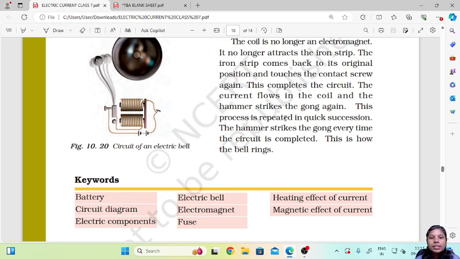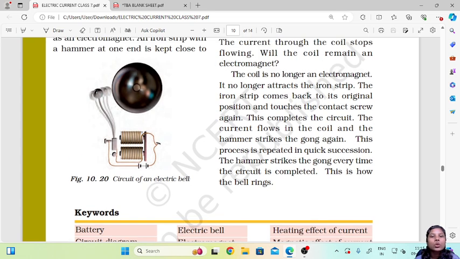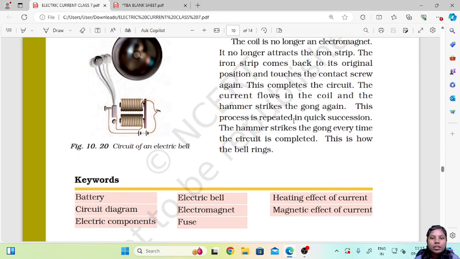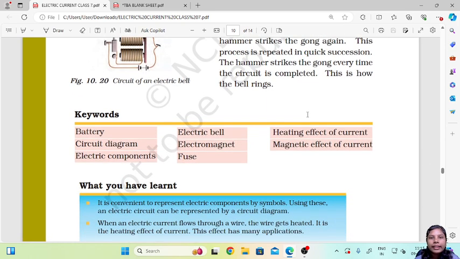This process is repeated in quick succession. The hammer strikes the gong every time the circuit is completed. This is how the bell rings. Every time the same process repeats, and this happens so fast. We have noticed that the bell rings very fast. We cannot hear that break when the strip is getting disconnected from the screw. That gap or pause we don't notice. It is a continuous process. It happens very, very quickly. So this was about the electric bell.